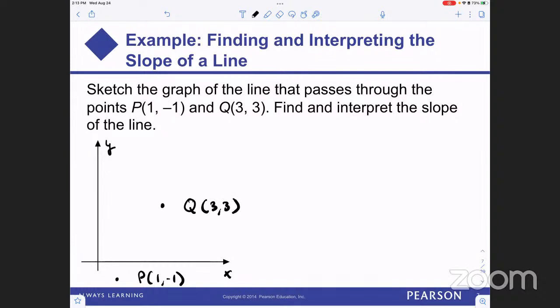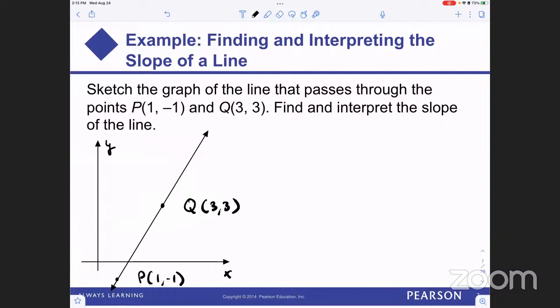So then when we go to graph this line, we basically connect it with a straight edge. About like that. And I'm going to put another arrow going this way. Right? Because we're basically saying that this is a line.